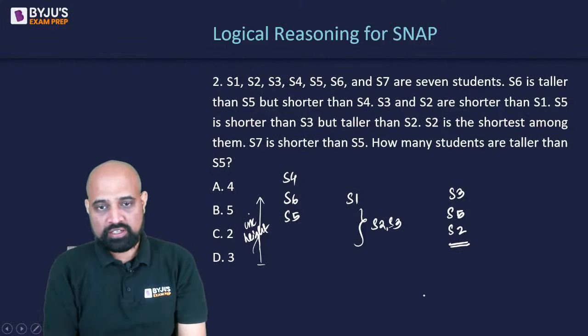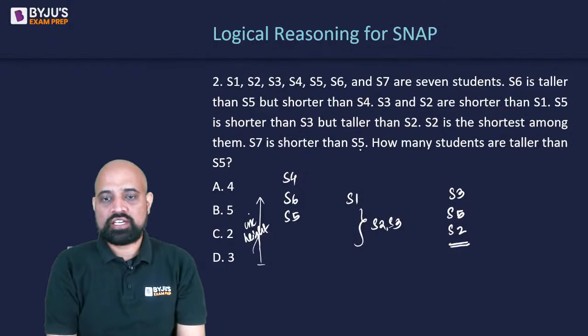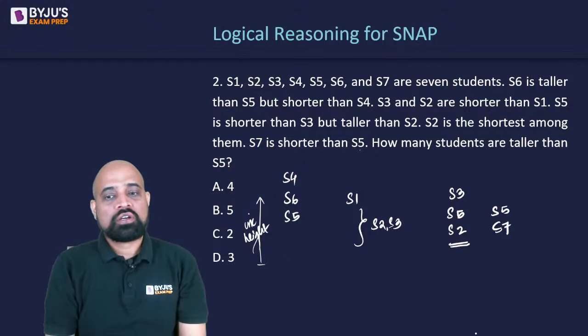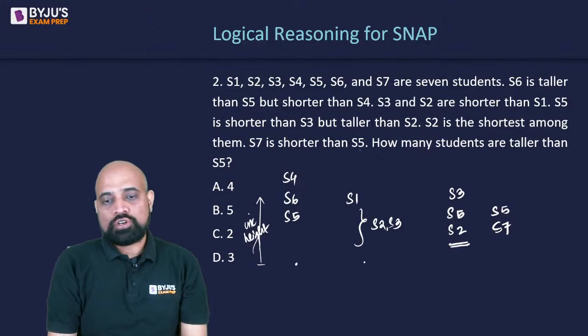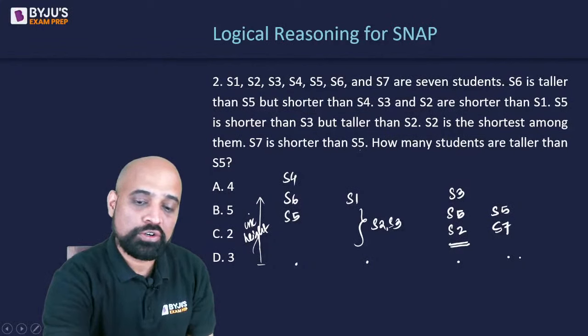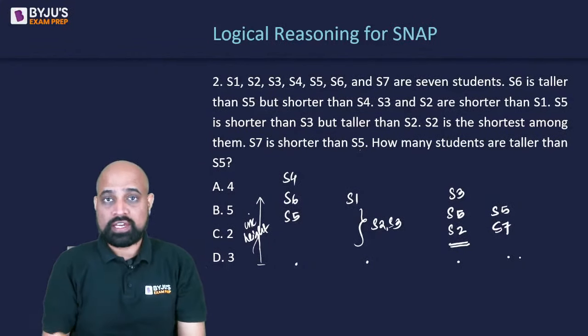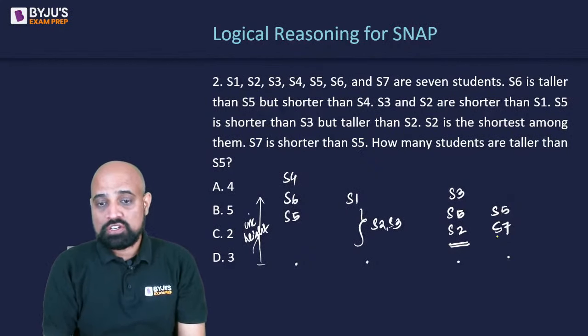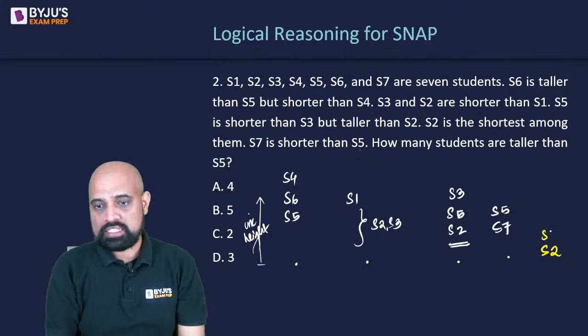There is no one below this. S7 is shorter than S5. So if S7 is shorter than S5, this is how we should be writing. Now, these are the 4 sequences or the 4 ranks that we have seen. Now we are going to club them and see if we can uniquely identify who lies where. So S2 is at the bottom. We can't write S5 next because before that S7 is going to take the place. Then we are going to have S5.